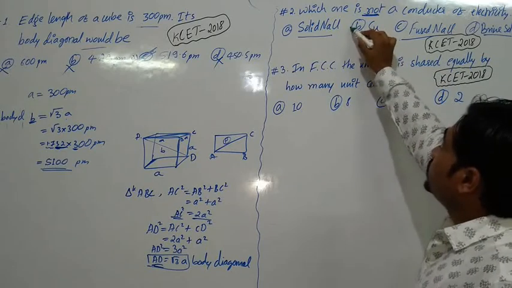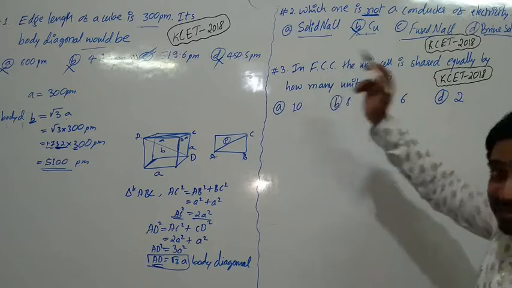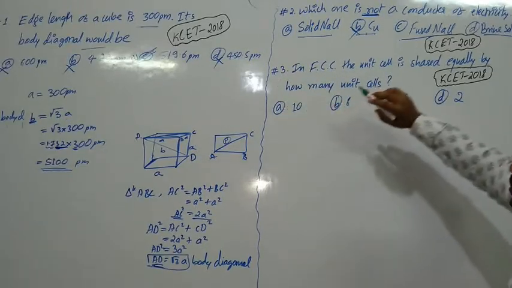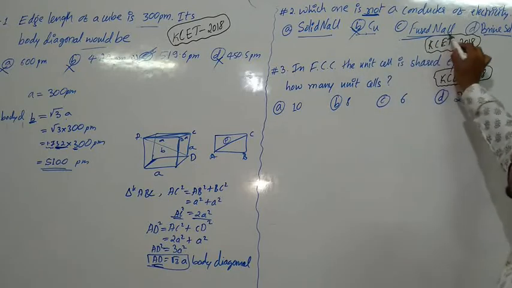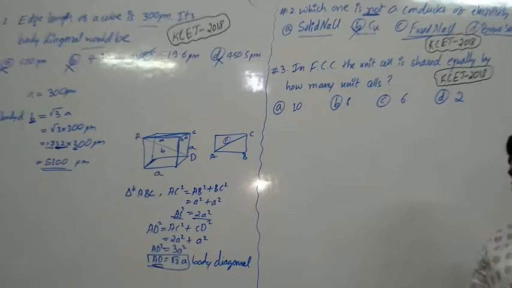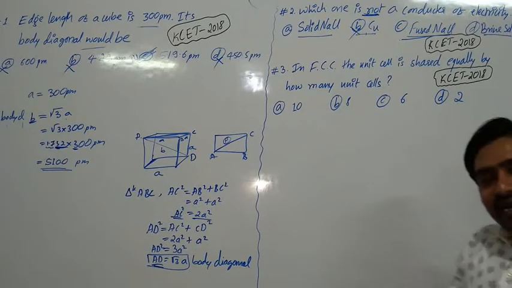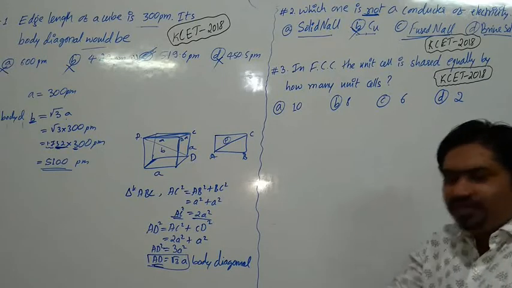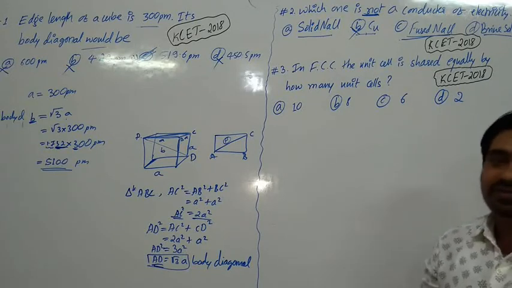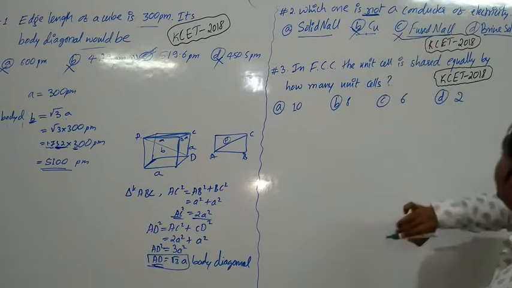Copper is a metal, so it is a good conductor. It is not our answer. We are searching for the non-conductor, isn't it? Bad conductor, which is not a conductor. Fused NaCl means what? Molten NaCl. If I melt NaCl, what happens? I get liquid NaCl. In that liquid NaCl, Na+ ions and Cl- ions are free to move. They can move here and there very easily, so they can conduct electric current. So this is also not our answer.